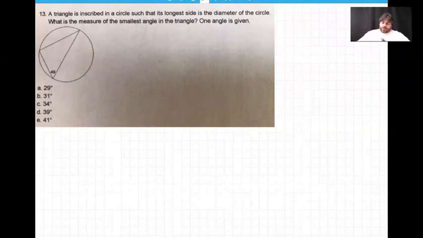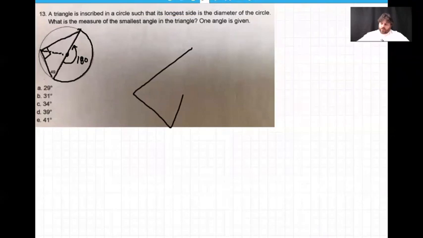All right, so if this is our diameter, we know that the arc measure is 180 degrees because it's half the circle. We also know that this is a straight angle, so it's also 180 degrees. So that when I pull this back to here, it forms a 90-degree angle. Okay, so basically we have a right triangle here. 90-degree angle, this one they say is 49.